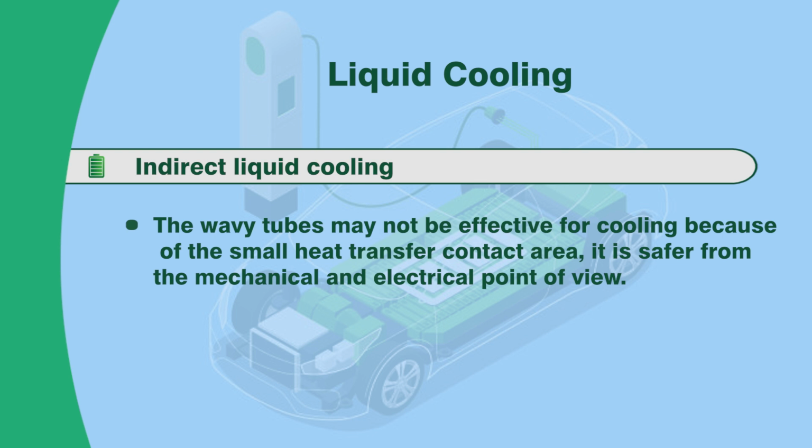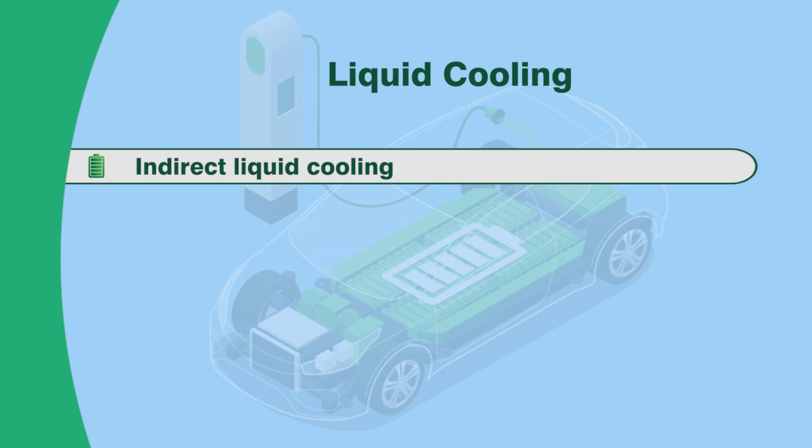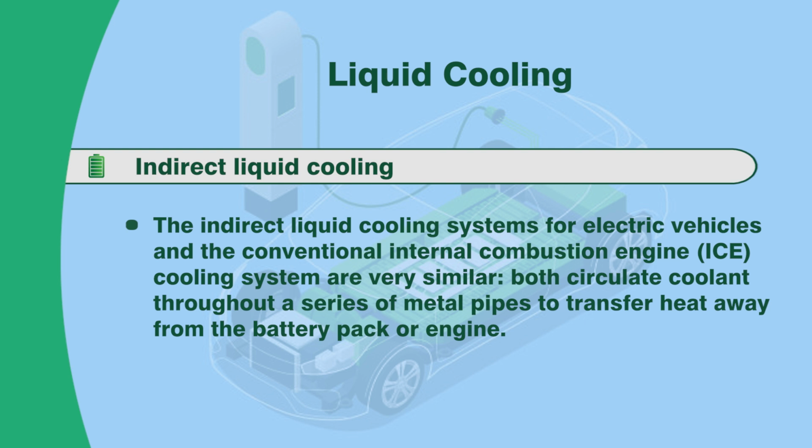It is safer from the mechanical and electrical point of view. All the connections of coolants are kept outside of the enclosure to avoid leakage of coolant. The indirect cooling systems for electric vehicles and the conventional ICE cooling systems are almost the same. Both circulate the coolant through a series of metal pipes, and this coolant transfers the heat away from the battery pack or engine.